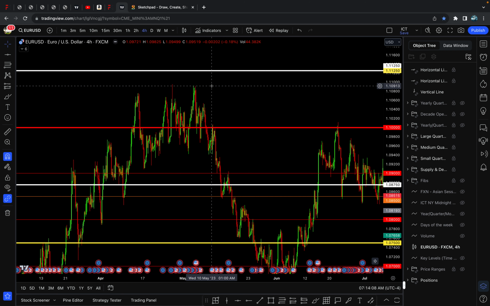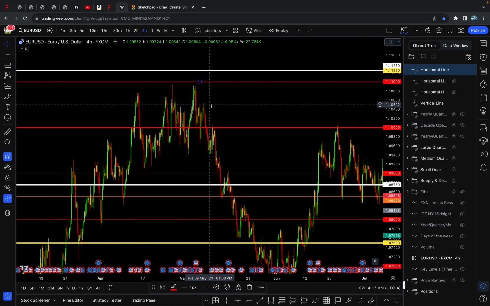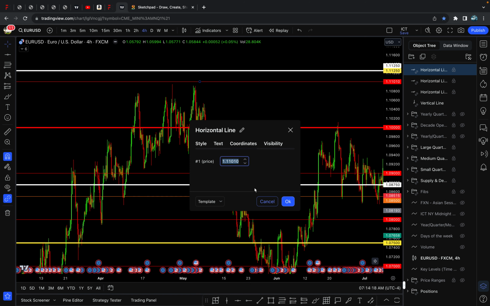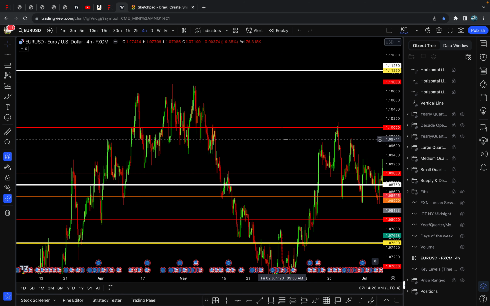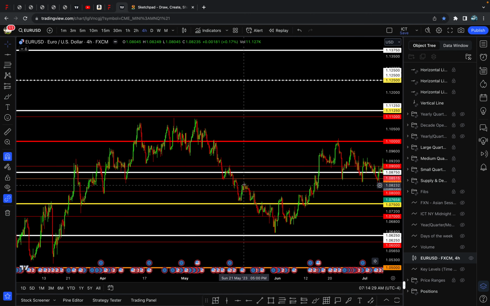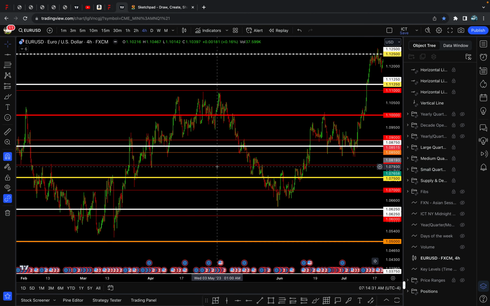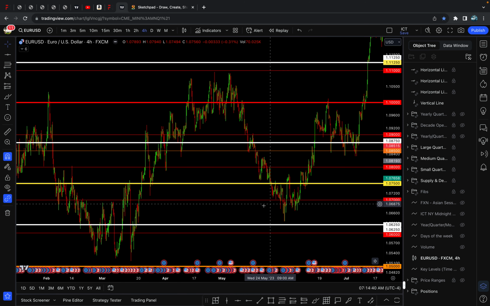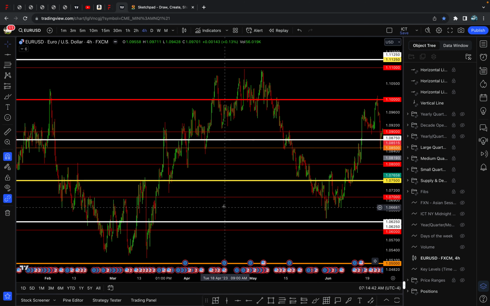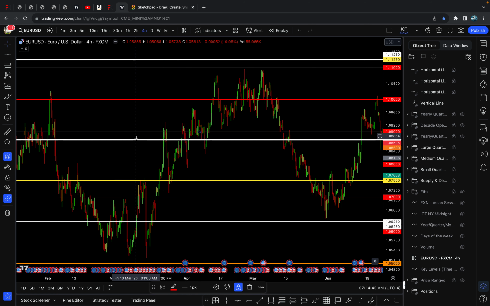Let's draw this level here, for example. You can see it tapped into this level. And also sometimes, like when you're drawing a Fibonacci too, or something like that, you'll see a confluence of a Fibonacci level and then one of these 1000 levels.